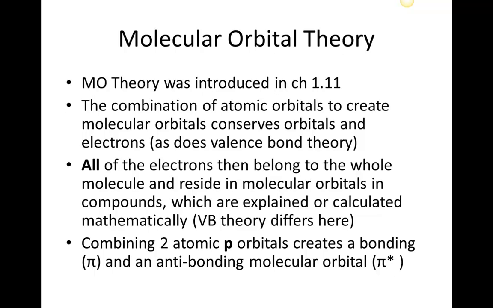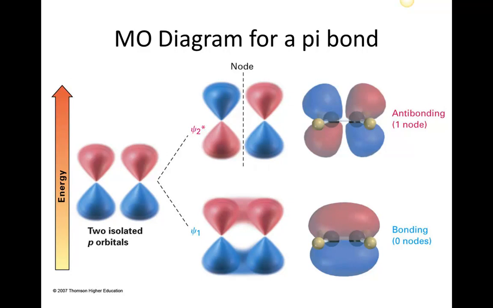And so when we combine two atomic p orbitals to make a new bond, we not only create a pi bond, but we also create a pi star anti-bonding molecular orbital, because if you have two atomic orbitals, you have to create the same number of molecular orbitals. So one's bonding and one is anti-bonding. It might help if we look at these things in some other ways. So here's a picture.